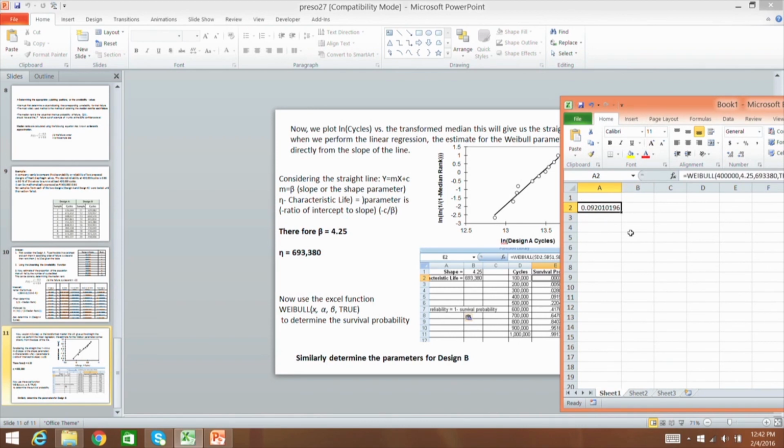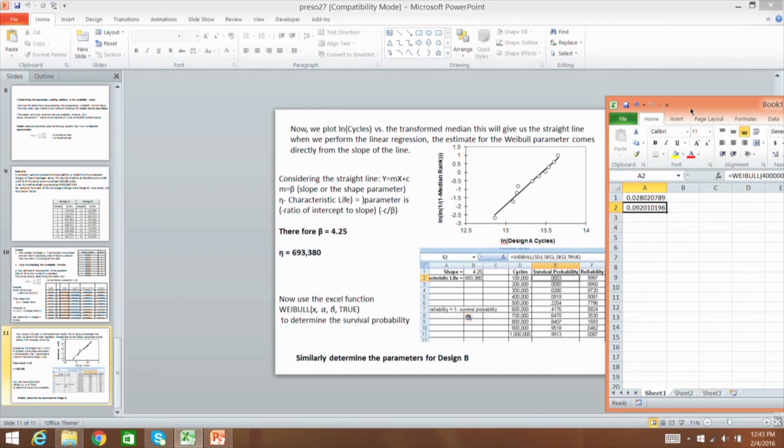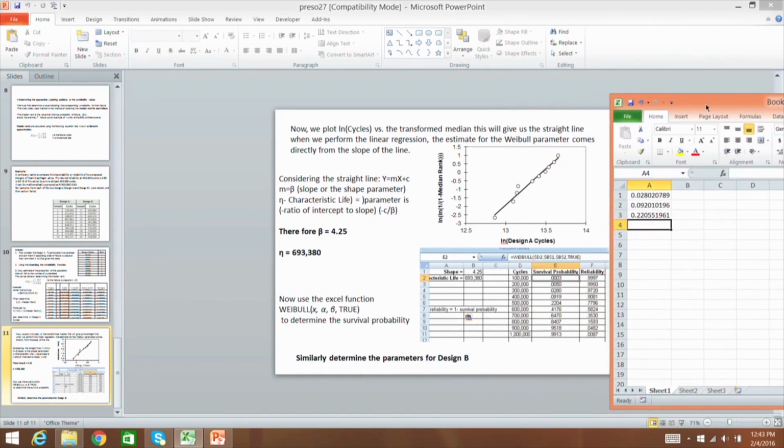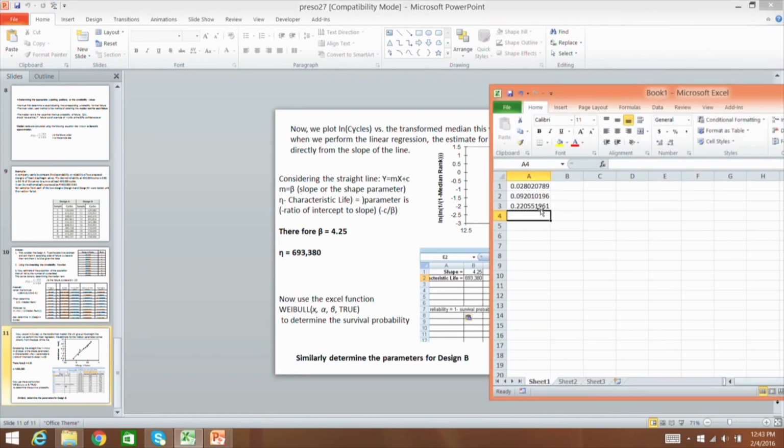Similarly, we can do it for different numbers also. Instead of 400,000, we can do it for 300,000, we can do it for 500,000, and so that gives you the survival probability for different cycles. Okay. So, we get 0.028. And similarly, we can do it for 500,000 also. Okay, so that gives you a survival probability of 0.22055. So, for different values of these cycles, like 300,000, 400,000, 500,000, we can calculate the survival probability using this Weibull function.